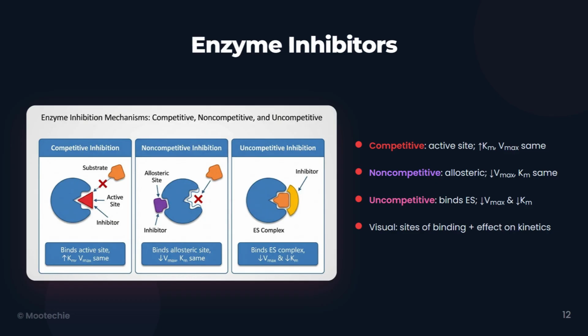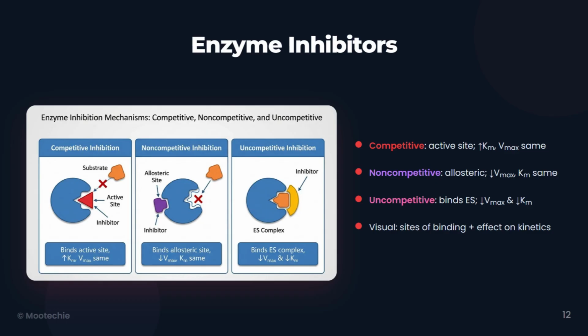Second, non-competitive inhibition, where the inhibitor binds to an allosteric site, changing the enzyme shape. This decreases Vmax while Km remains the same. Third, uncompetitive inhibition, where the inhibitor binds only to the enzyme substrate complex. This decreases both Vmax and Km.